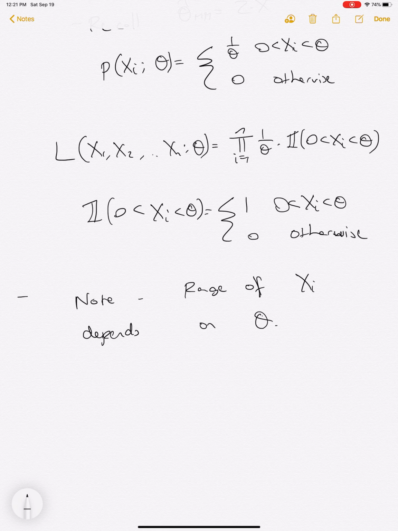In the first two examples, the exponential and the normal, the range of the x's was always the same. For the exponential, it's always 0 to infinity. For the normal, it was always negative infinity to infinity. This example is a little different because the range of x actually depends on your parameter theta. That's why we have to be more careful in writing out the likelihood function: you're multiplying these PDFs, but the PDFs all have this constraint that the xi's need to be between 0 and theta.